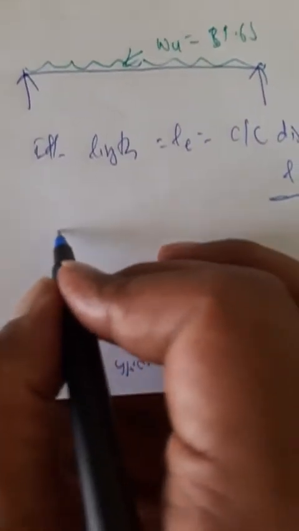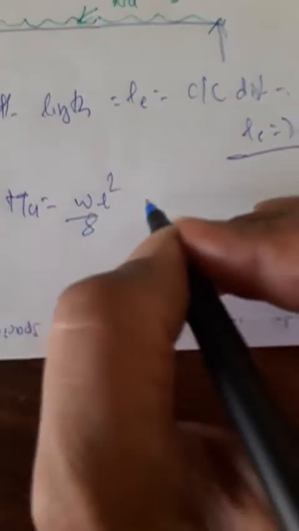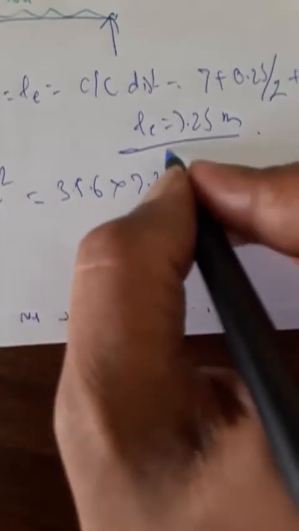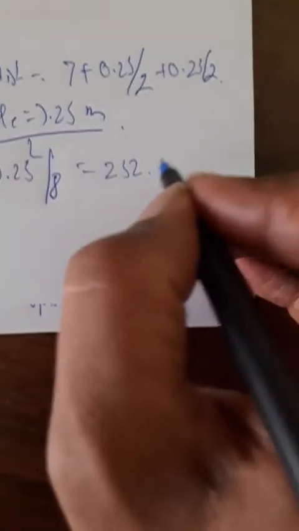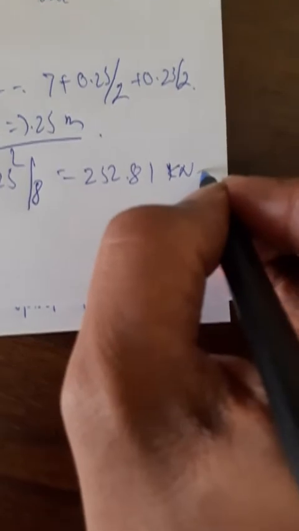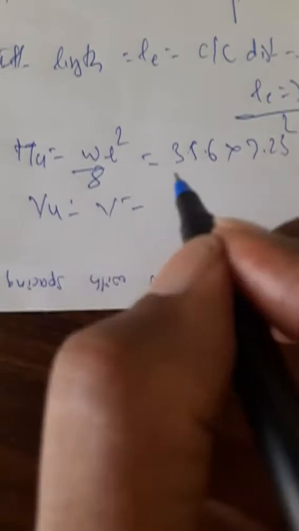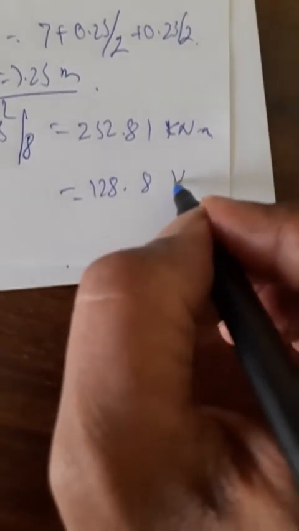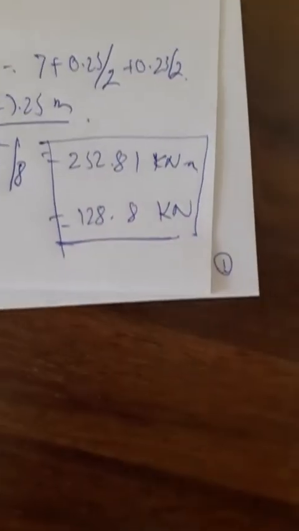Next, bending moment MU is, for simply supported beam, WL square by 8. So 35.63 into 7.23 square divided by 8. So this gives me the value 232.81 kilonewton meters. Similarly VU, or later on in terms we'll be using it as V. VU is WL by 2, and that gives me the value 128.8 kilonewtons. So these are the values for which you have to design the I section.